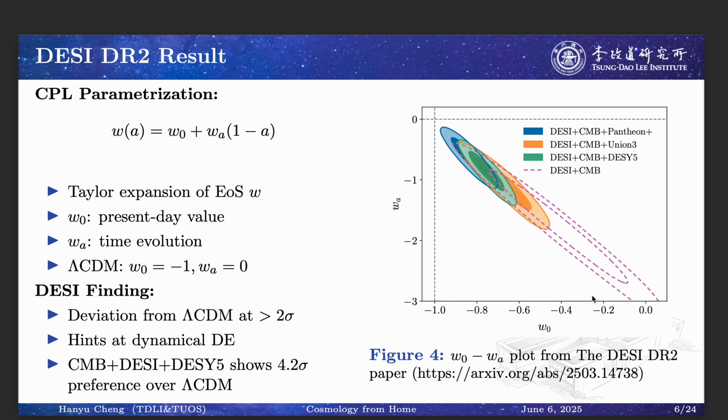In this plot, w0 equals -1 and wa equals 0. This point corresponds to the lambda CDM case, and different contours correspond to different dataset combinations. As you can see, all the datasets show a deviation from lambda CDM at more than 2 sigma. This hints at dynamical dark energy, and especially CMB plus DESI plus DESY5 shows a 4.2 sigma preference over lambda CDM.